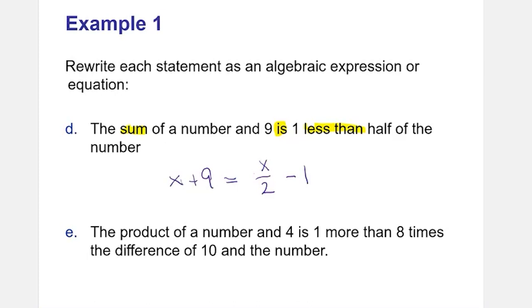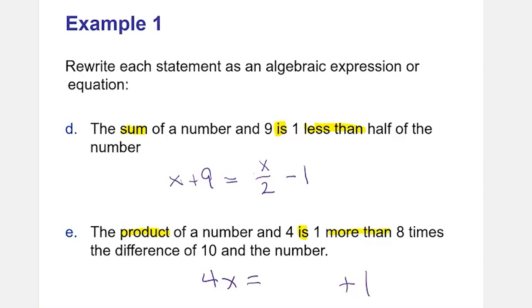So that's basically how that works. And then lastly, the product, what does that mean? It means multiplication of a number and 4. So we're going to multiply some number times 4, right? And then "is", which means equals, and then "more than", so it's 1 more than, which means I'm going to add 1 to something, right?